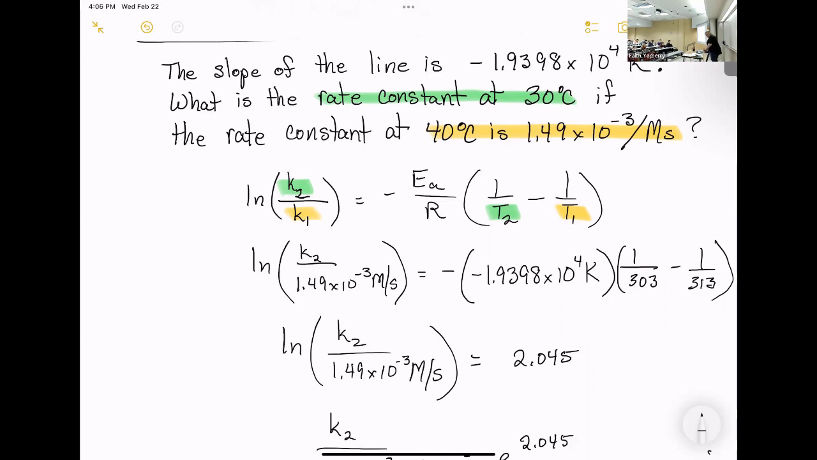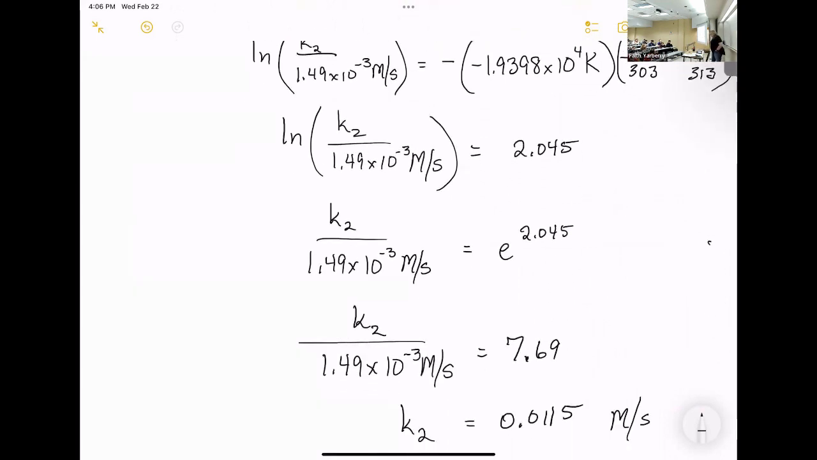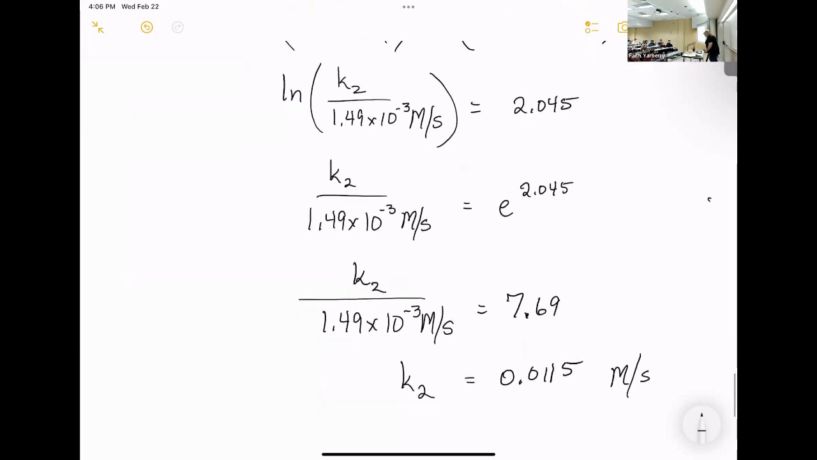To get rid of the natural log on the left-hand side, you take the exponential. So you get exponential of 2.045 is equal to K2 over the 1.49 times 10 to the minus 3. And then e to the 2.045 is 7.69, which is equal to K2 over 1.49 times 10 to the minus 3. And so when I multiplied the 7.69 by the 1.49 times 10 to the minus 3, I got 0.0115 for an answer.